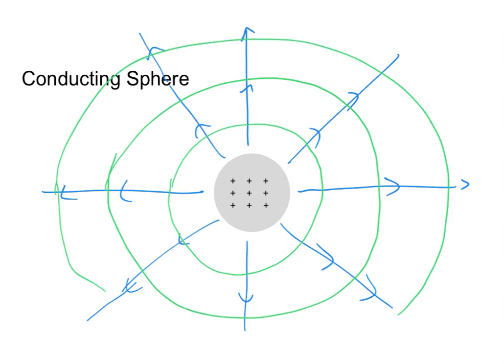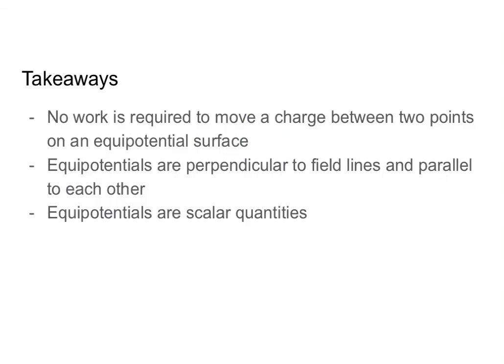And that is that. So let's talk takeaways. First of all, you learned that no work is required to move a charge between 2 points on an equipotential surface. You also learned that equipotentials are perpendicular to field lines and they are parallel to each other. If two lines are perpendicular to the same line, you know that they have to be parallel to one another. And so that means that equipotentials will not cross over each other.